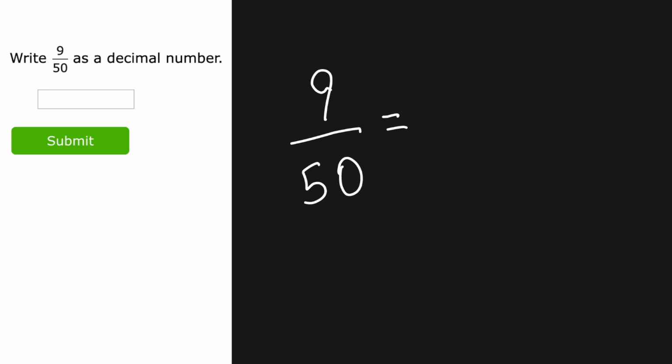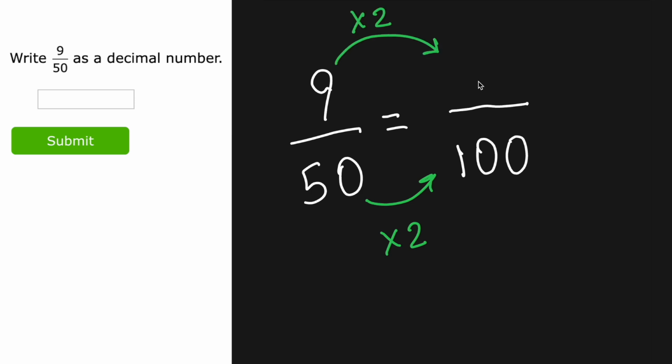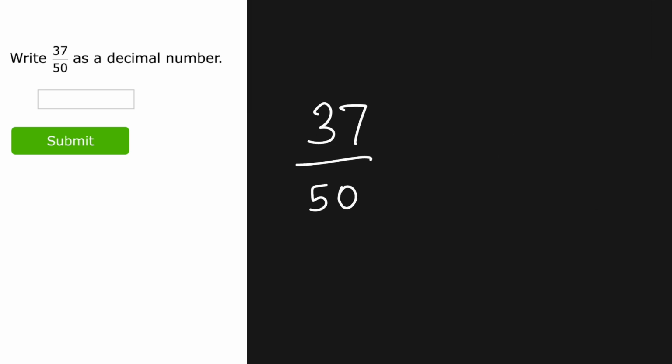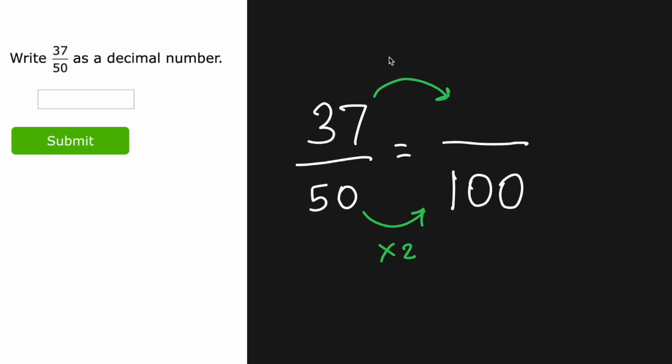Next, when I see 50 in the denominator, I know if I multiply by 2, I can make an easy 100. So 9 times 2 gives me 18 hundredths, which is the same as 0.18. Just like the last one, we have 50 in the denominator, so times 2 will give me 100, and 37 times 2 is 74. 74 hundredths is the same as 0.74.